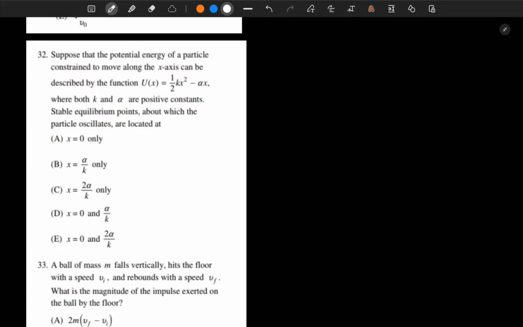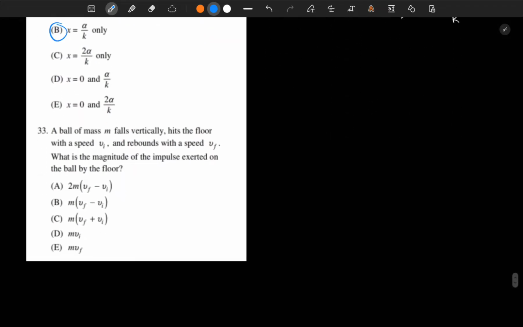Well, equilibrium points occur when du dx, where the x derivative of u, is equal to 0. The x derivative of u is equal to kx minus alpha. And the only time that this equation is satisfied is when kx is equal to alpha, or when x is equal to alpha over k. So this is the only solution, meaning the answer is B.